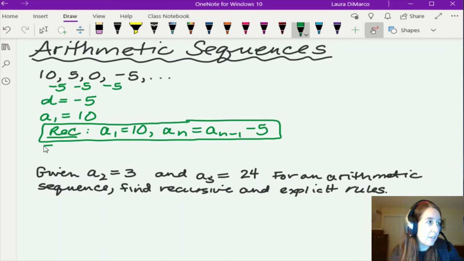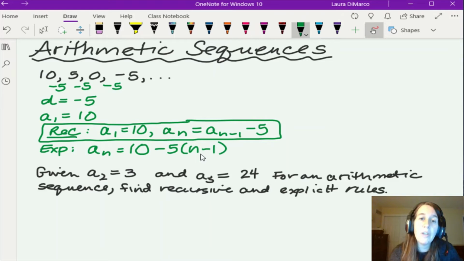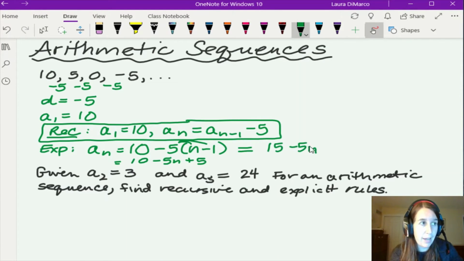Okay, and our explicit formula is just a sub n equals a sub 1, so 10, plus d, so that'll be minus 5 times n minus 1. Okay, so this is just based on what number term it is. And we can leave it like this, or remember we can simplify and combine like terms a little bit. So this would be equal to 10 minus 5n plus 5. So this formula is equal to 15 minus 5n. And that's the simplified version.